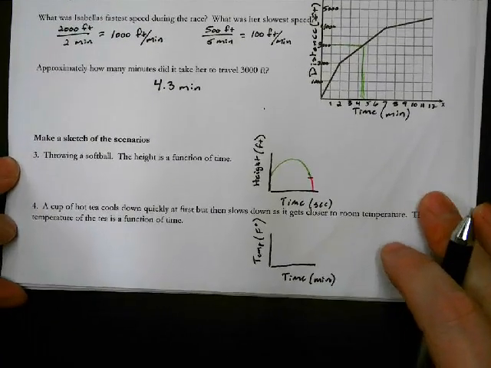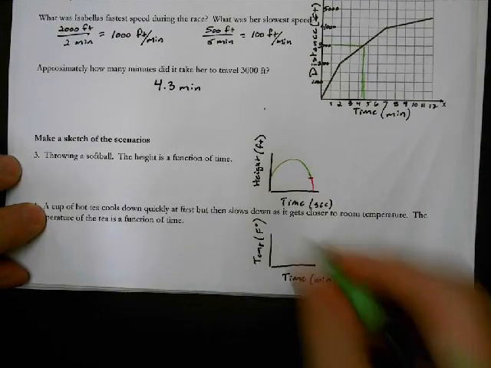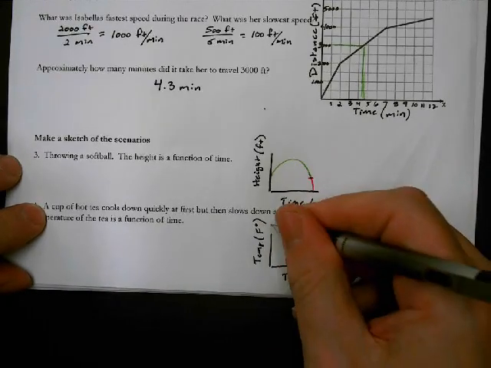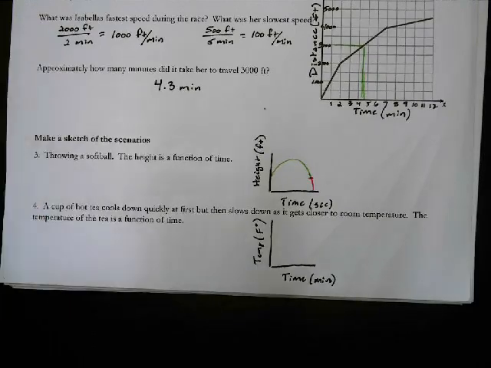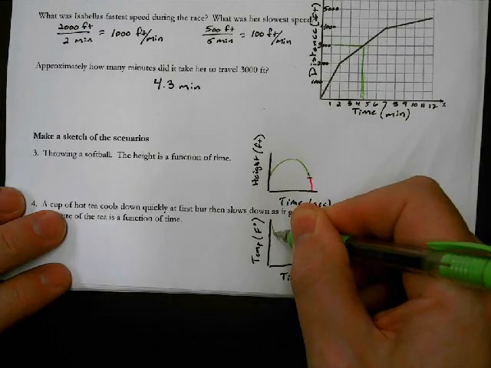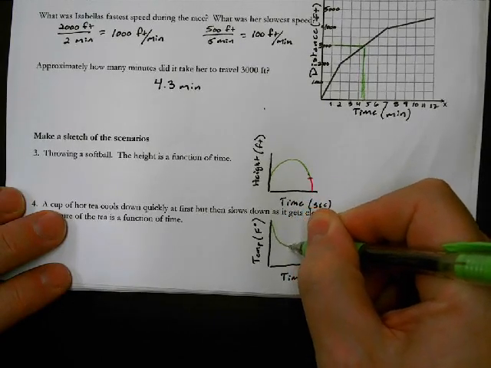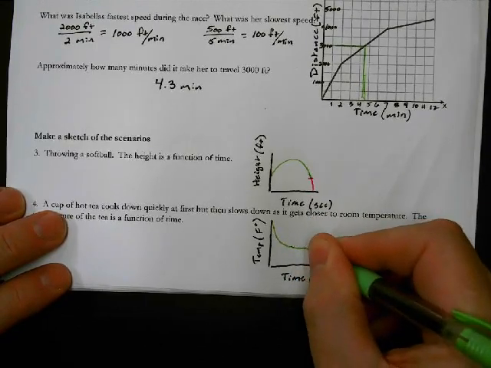So this one says that it cools down quickly at first and then slows down. Since the speed is changing, this is not going to be a line. This will be some kind of curve. So if it goes quickly at first, we might do something like this. It goes quickly at first and then slows down as it approaches room temperature. So this might be our graph.